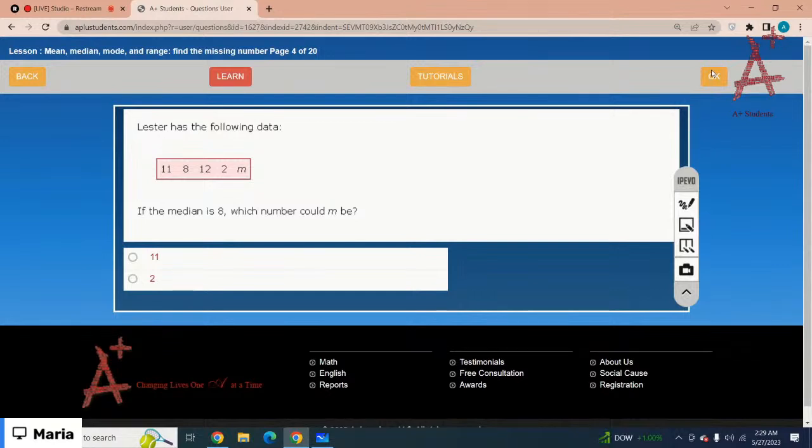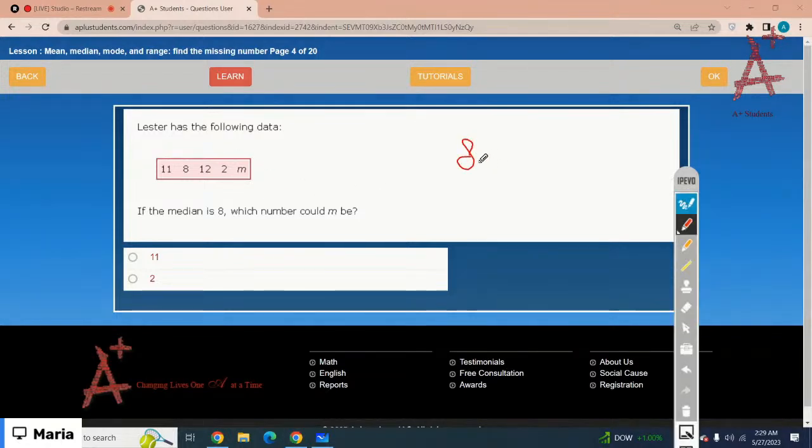Okay, the next one is Lester has the following data: 11, 8, 12, 2m. If the median is 8, what number could m be? So you are given the median is 8. Got it? You have to calculate the median. For the median, we have to arrange the numbers from least to greatest. Got it? The median is 8.